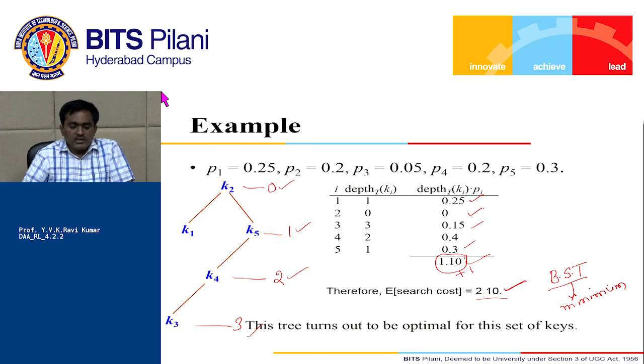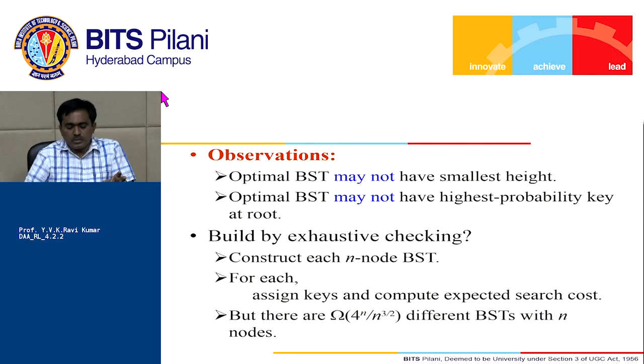So like this, for a given combination, we can construct the binary search trees in different ways. Now what we are going to do is find a way by which we can find the construction of the binary search tree which gives optimal search cost, that is the minimal search cost. Between these two examples, we can have the following observations.